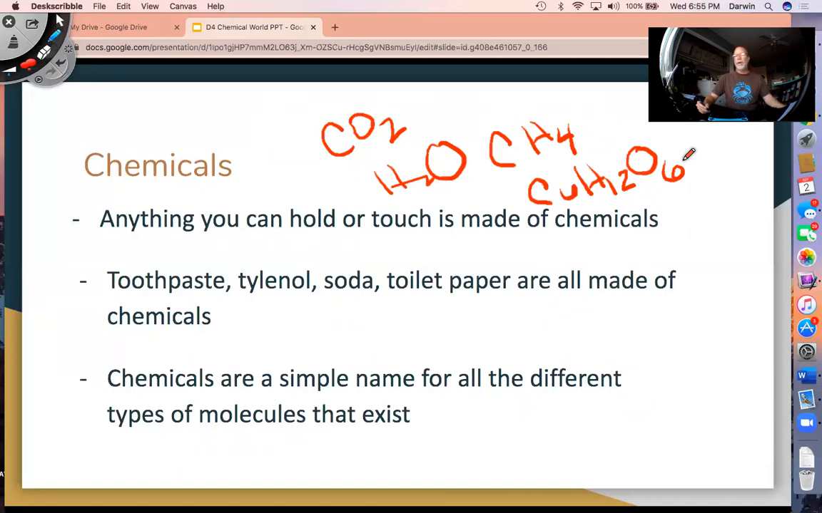And chemicals are just a simple name for all the different molecules that exist. So anything that exists that's not just an individual atom, but anything that comes together, be it the plastic in this pen, or the cotton that makes up this little bag, all of these things are made up of molecules.